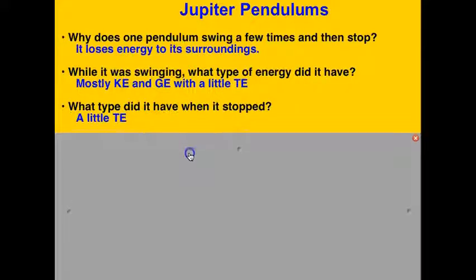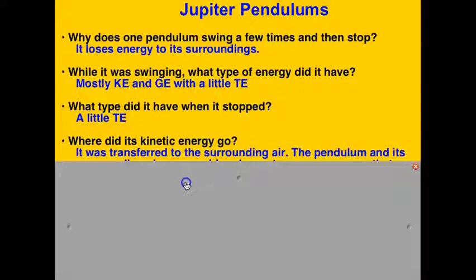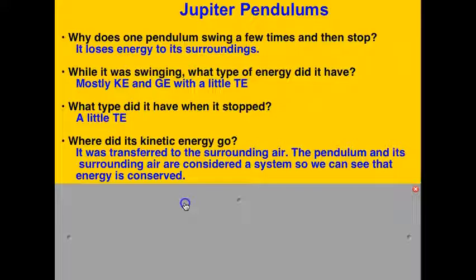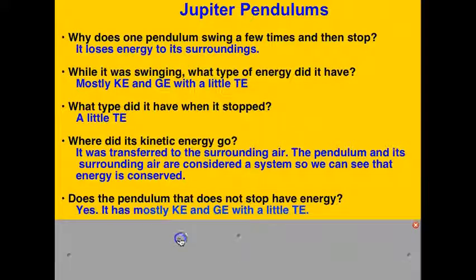One of the things we've been talking about is, where does all that KE go? We've been talking about how energy will be transferred to the surrounding air. The pendulum and its surrounding air are considered a system. So we can see that energy is conserved, it just goes from one part of the system to another part of the system. Does a pendulum that does not stop have energy? You betcha. If it's still moving, it still has KE, still has GE, with a little thermal energy.